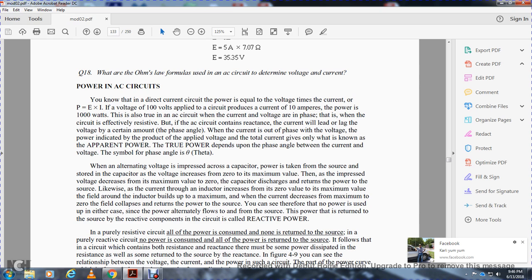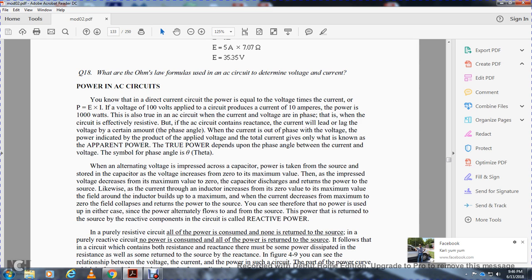If the AC circuit contains reactance, the current will lead or lag the voltage by a certain amount, the phase angle. When the current is out of phase with the voltage, the product of the applied voltage and total current gives only what is known as the apparent power. The true power depends upon the phase angle between the current and the voltage. The Greek symbol for phase angle is theta.